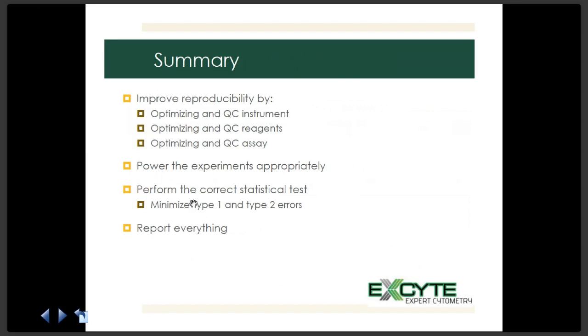So, in summary, to improve reproducibility, you must be open to a new mindset on how you do your experiments. And you can improve this by doing some simple things like optimizing the quality control on your instrument, the quality control on your reagents, the quality control on the assay, so you have that data and you can show the consistency. You can improve this by powering the experiments correctly, and by performing the correct statistical tests while minimizing type 1 and type 2 errors. And last but not least, by reporting everything.